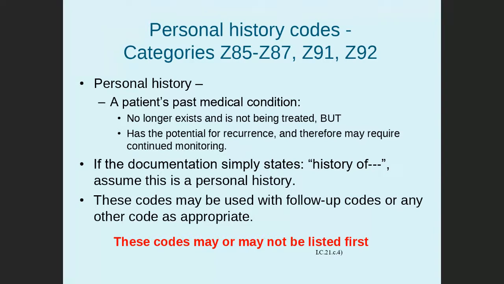If the documentation simply says history of, we're going to assume that that's personal history. These codes are most often used with follow-up codes, but they can be used with any other code as appropriate, because the fact that the patient has a history of something may affect current care of whatever condition they have at this point. There's a note under follow-up code categories Z08 and Z09: use additional code to identify history, if appropriate.